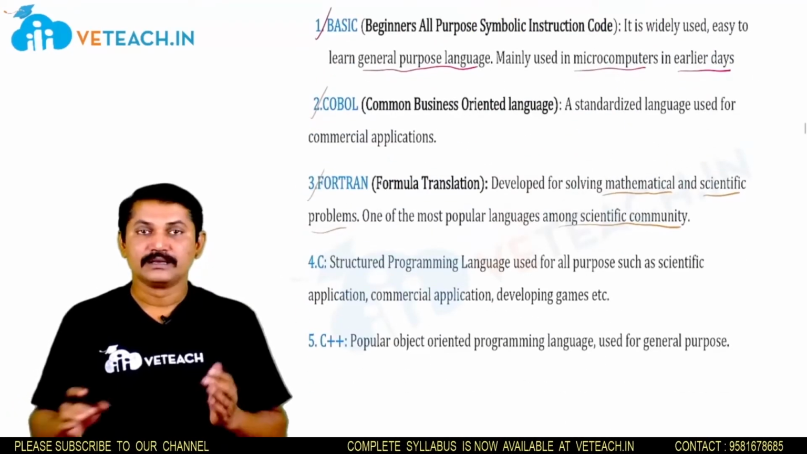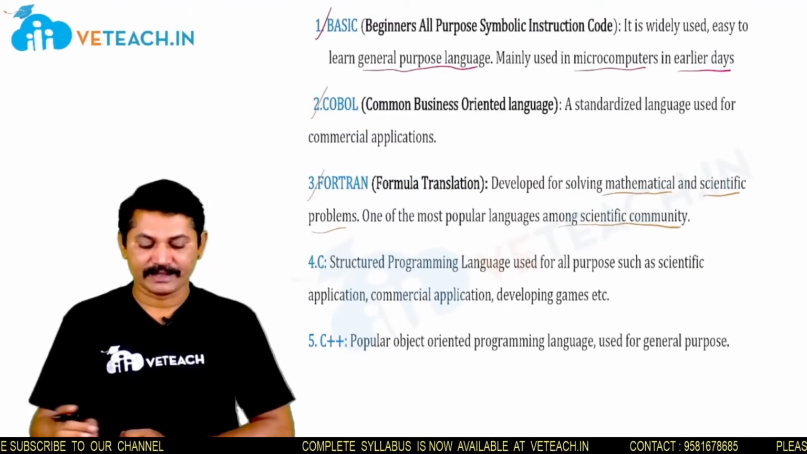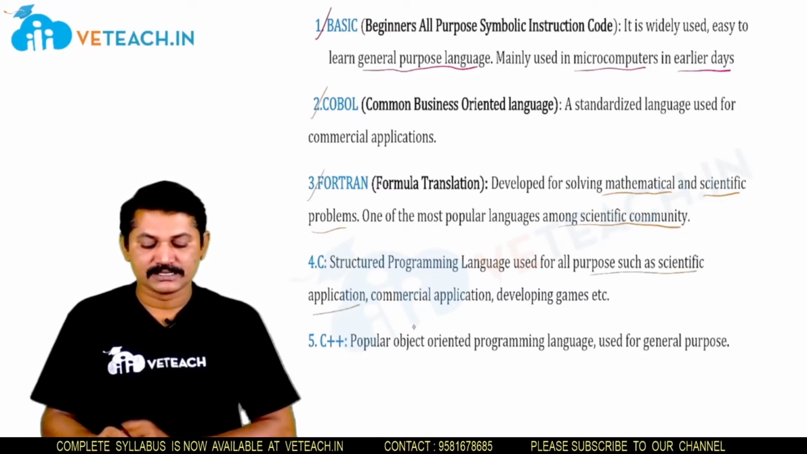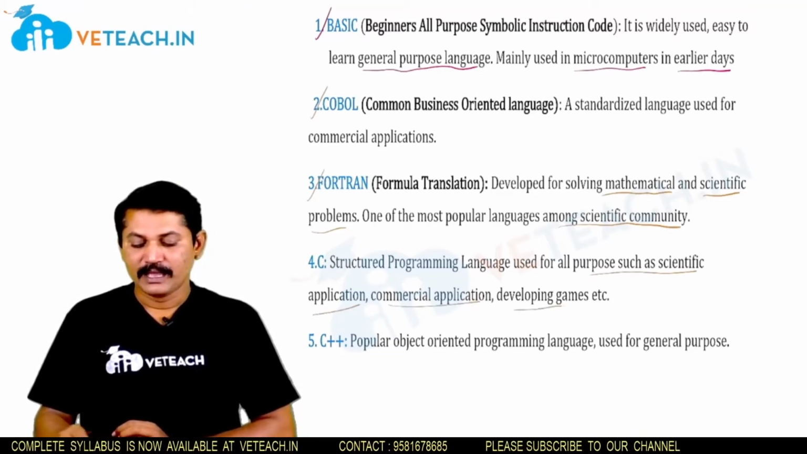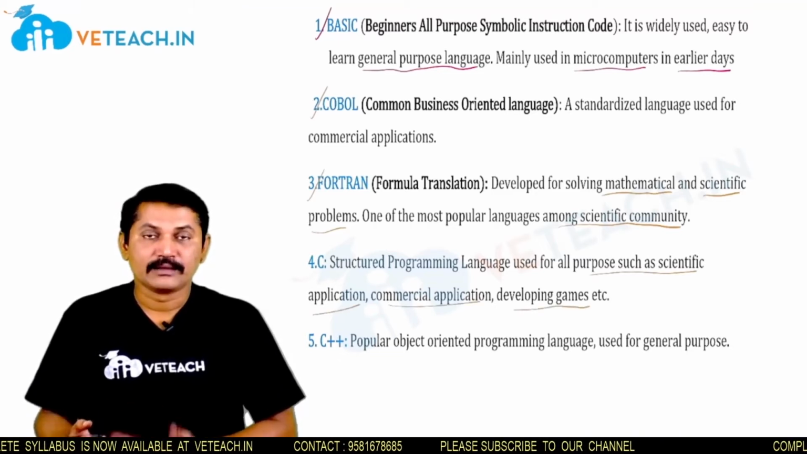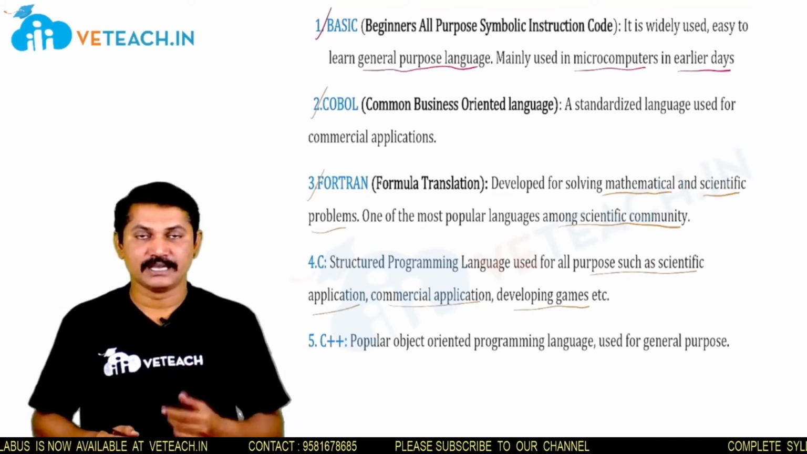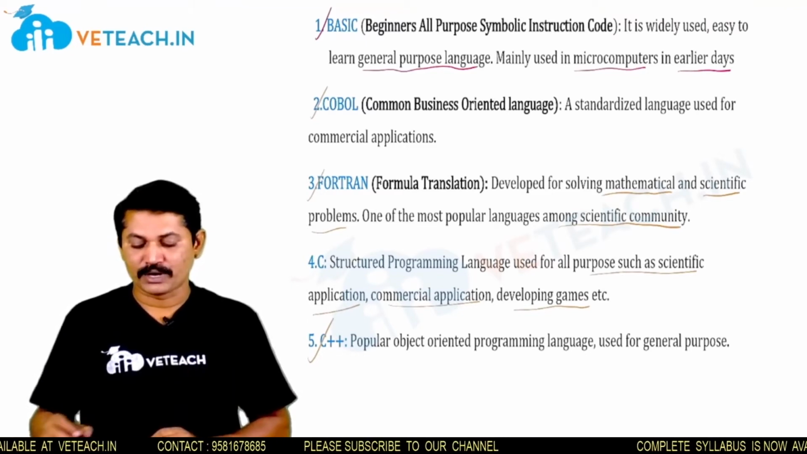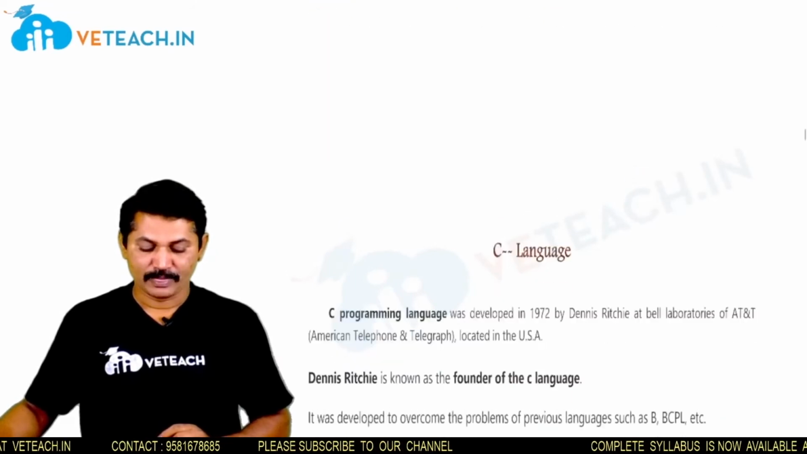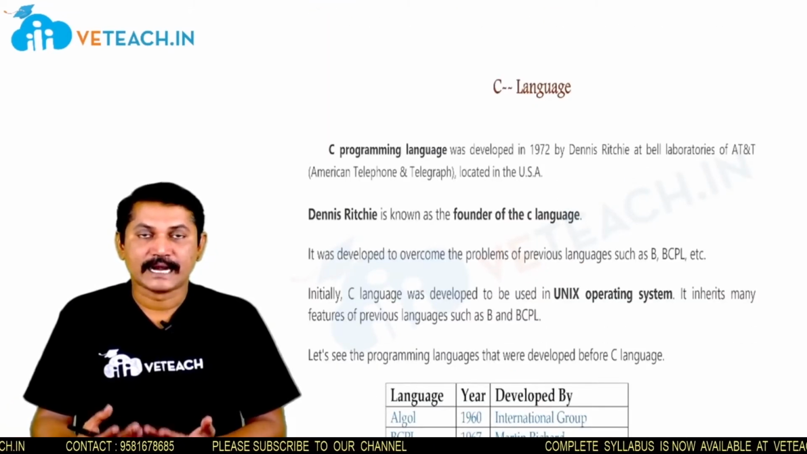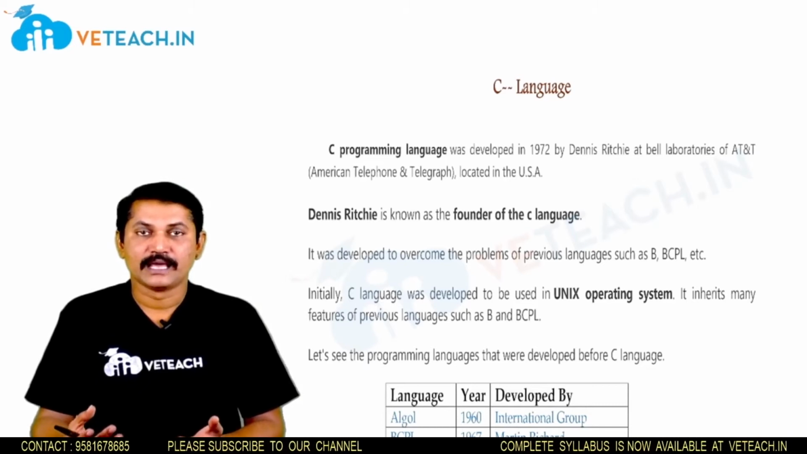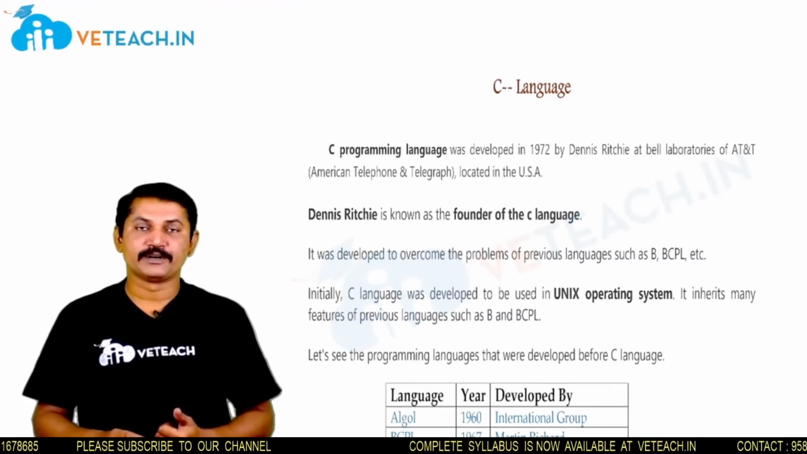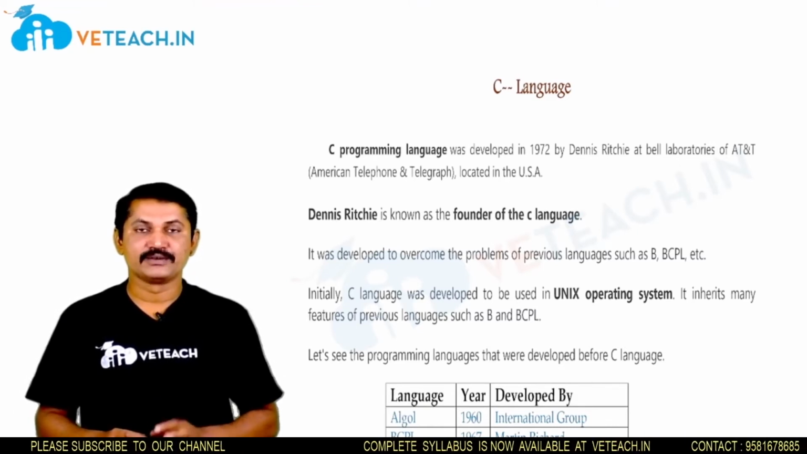The next one, which is very popular, is C language, a structured programming language used for all purposes such as scientific applications, commercial applications, developing games and so on. The advanced version of C language is the next one, C++, a popular object oriented programming language used for general purposes. Up to now we have seen the categories of language in the computer: low level language and high level language. In the high level languages, nowadays for all problem solving purposes, we are using the C language.